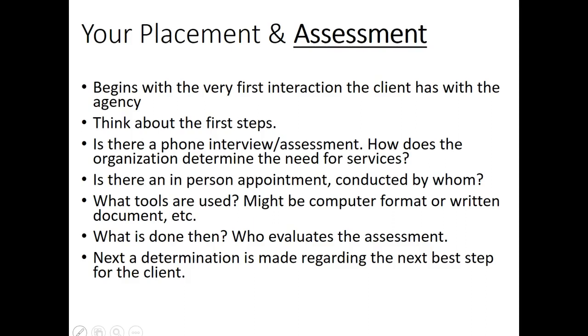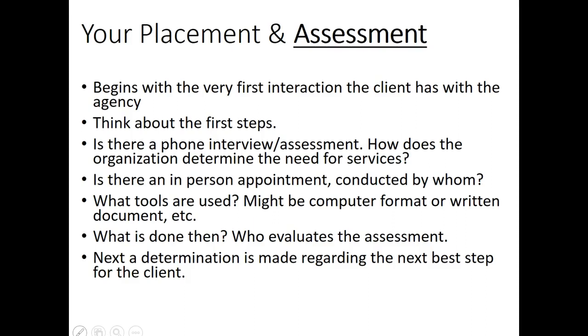It begins with the very first interaction that the client has with the agency, and this could be any number of things. All agencies have different ways of assessing a client's needs. Some agencies reach out to people online, and they can have an online form that they fill out, and then they get involved with the agency. But this is the first interface with the agency. And how does your agency do that? Is it online? Do they make a phone call? Are they referred by someone else?